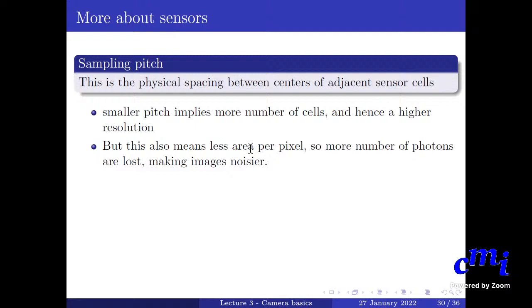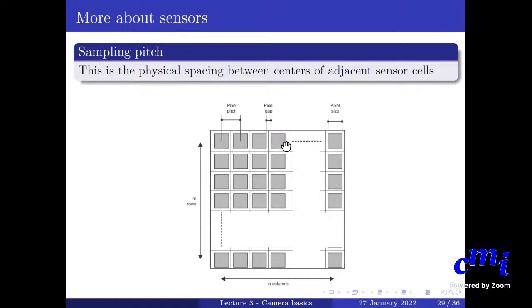But what this means is that there is less area per pixel. So more number of photons are lost. So you can crowd in more pixels, more cells here. But if you crowd in more cells here, then you're reducing pixel sizes. Instead of having 5 here, if you had 10 here, the sensor size is same, so you would be reducing the size of the cell to crowd in more. If you have crowded in more, that means there is more resolution. That is usually how the resolution of a sensor is stated, right? These many pixels by these many pixels.